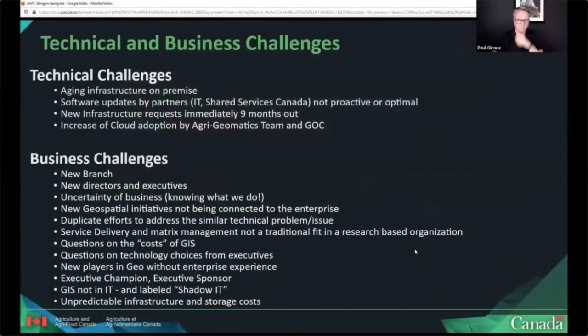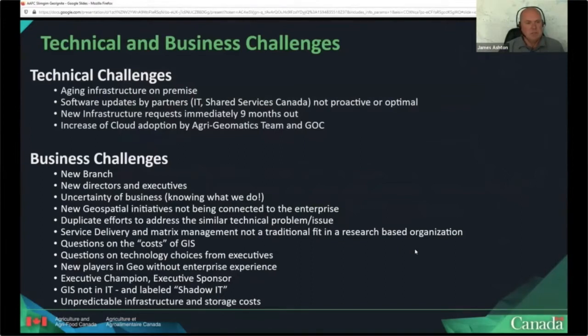But it's not always wine and roses. So we, just like every other enterprise GIS, have technical challenges such as aging infrastructure that is on-premise. We don't always have timely software updates, and our partnerships with our IT group and Shared Services Canada in some cases aren't optimal.